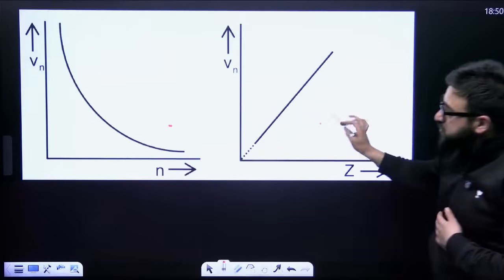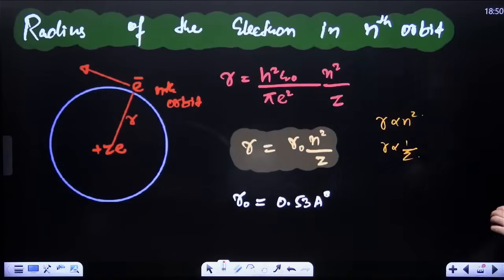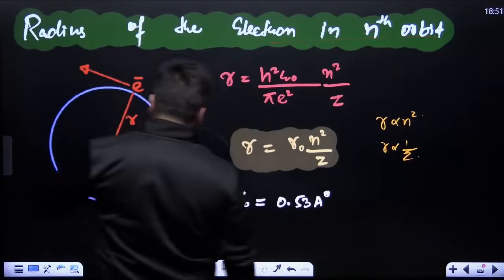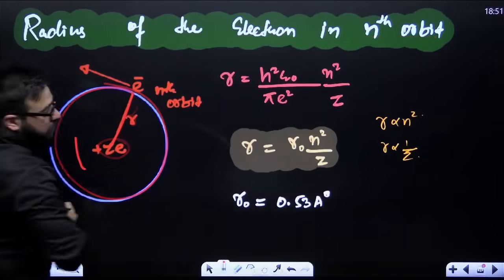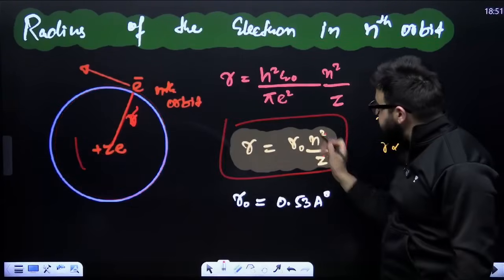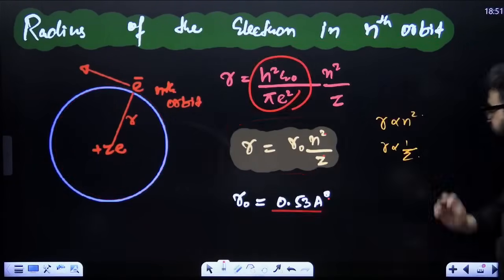Okay, these are the two graphs, V versus N and V versus Z. Then the radius of an electron in the nth orbit, my dear NEET aspirants. If this is Z and this is the radius R, for an electron revolving in the nth orbit, the radius will be R naught n square by Z. R naught is 0.53 angstrom.